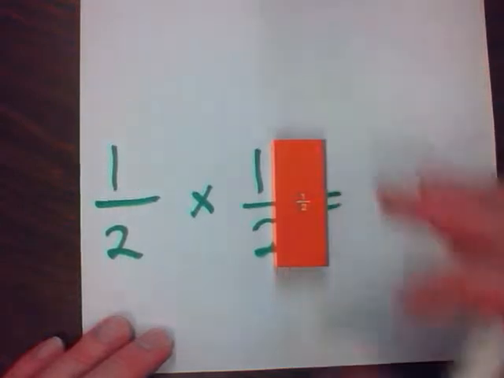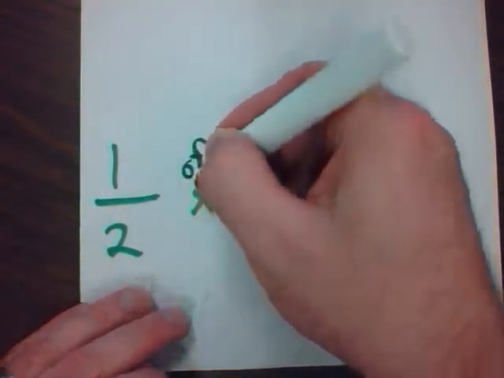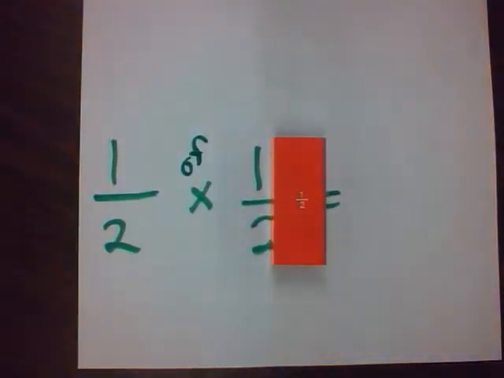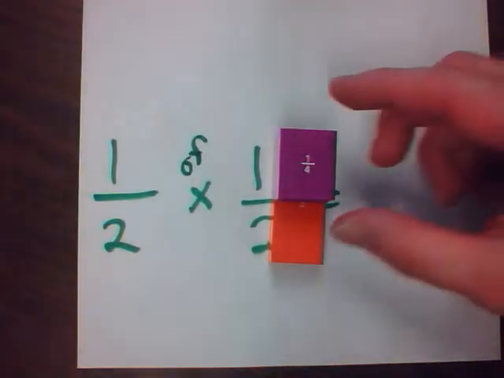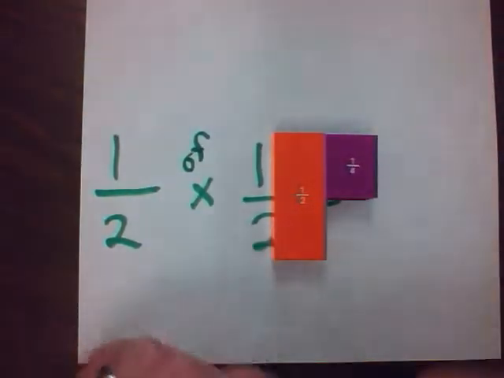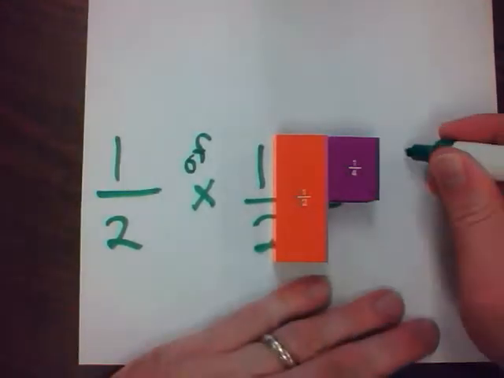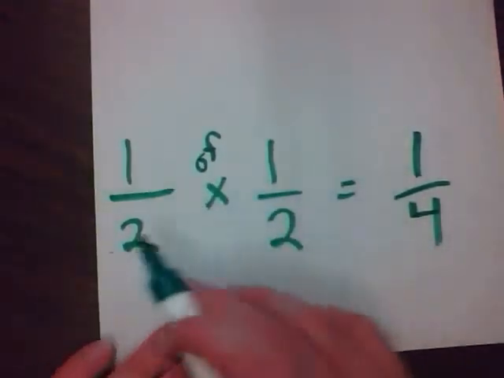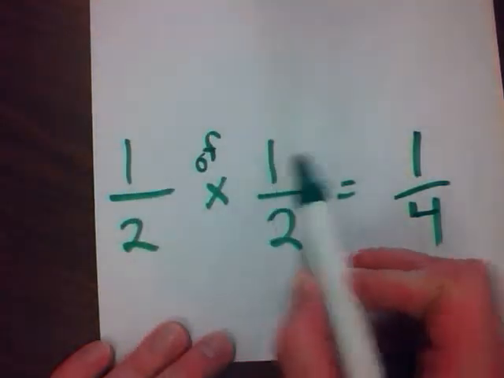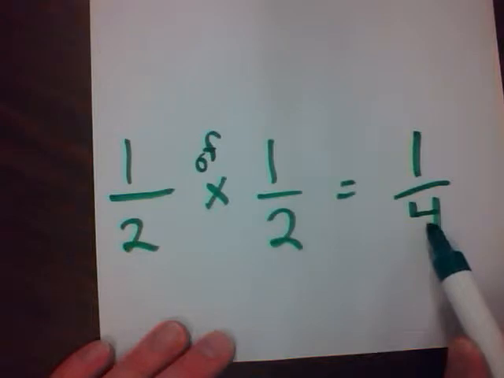Now I'm starting with half a chocolate bar, and I want 1/2 of my half. That's 1/2 of my chocolate bar. 1/2 of the 1/2. So in other words, I have 1/4. How did I get that? If I want to do it mathematically, I do 1 times 1 equals 1. 2 times 2 equals 4.